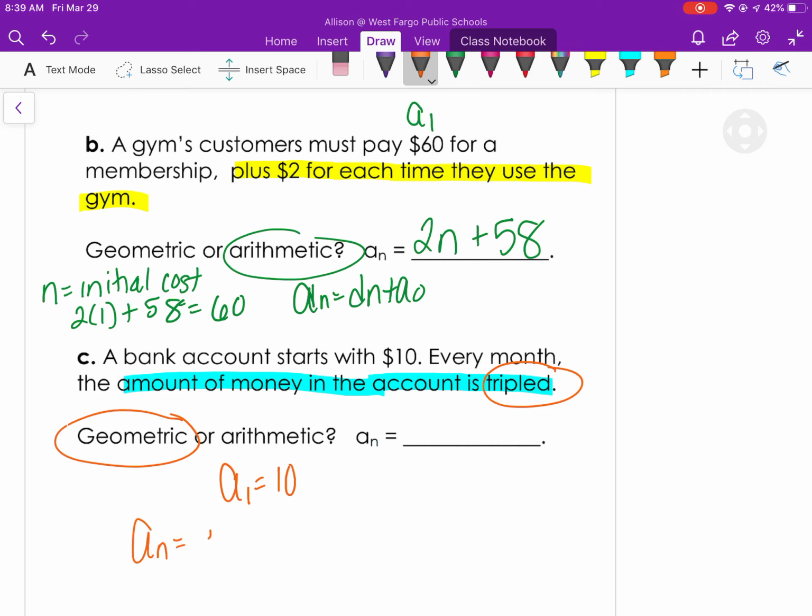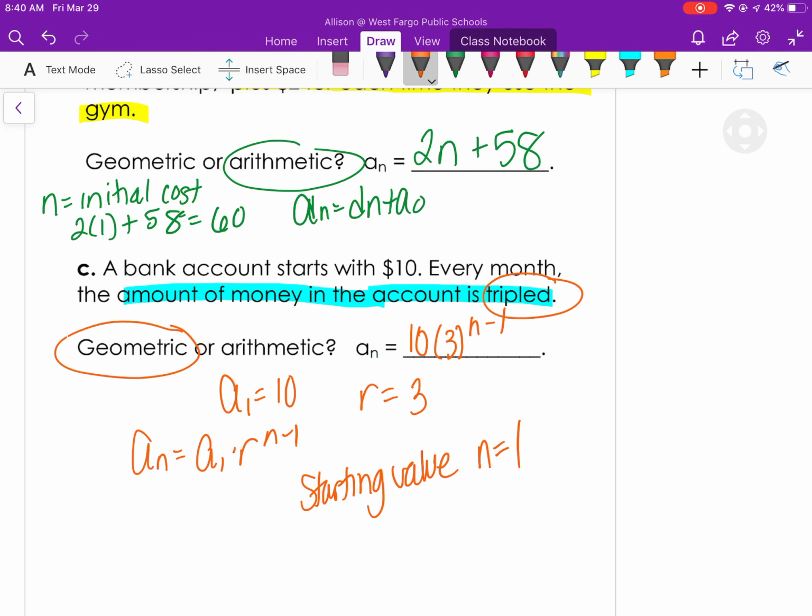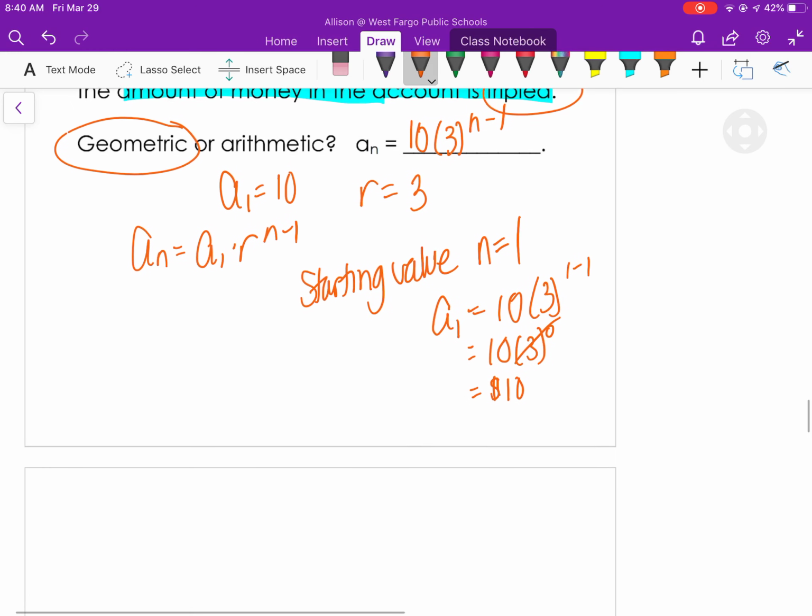So this one is a sub 1 times r to the n minus 1. And if it's being tripled every time, r will be 3. So my formula will be 10 times 3 to the n minus 1. So if you wanted to check your formula, remember your starting value, when n equals 1, that's how much money you have when you first open the account. It should be $10. So if you plug in n equals 1, you're going to get 10 times 3 to the 0 power. Remember, 3 to the 0 power is 1, so you get $10. So our formula works. Your starting value is 10.